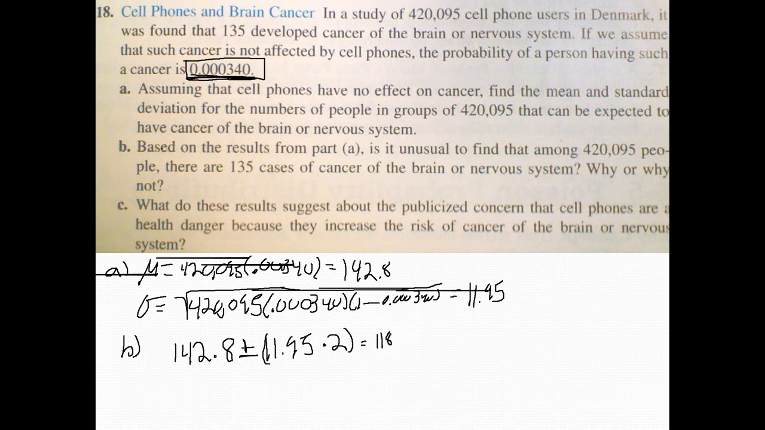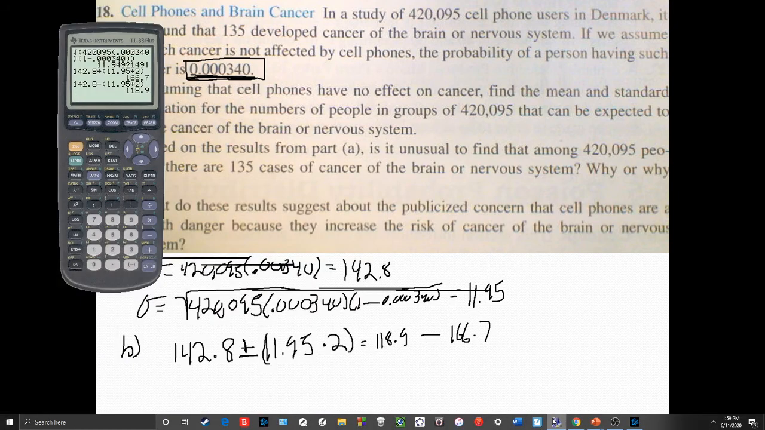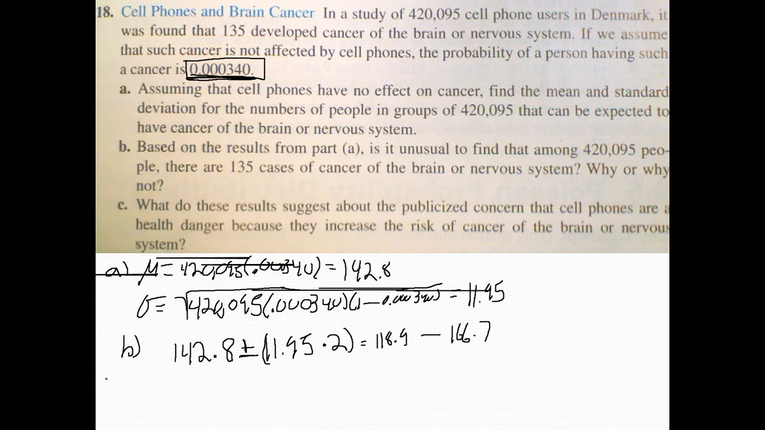So 118.9 to 166.7. Right. So those are my boundaries there. So is it unusual to have 135 people out of this group of 420,095? Is it unusual to have 135 of them develop this brain cancer? Well, no, that lies squarely within the bounds there. That is within the bounds of usual values.